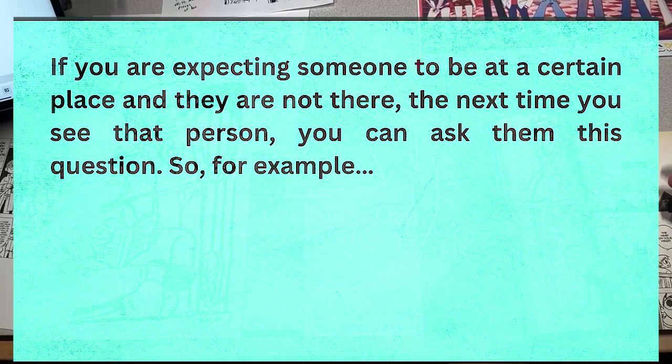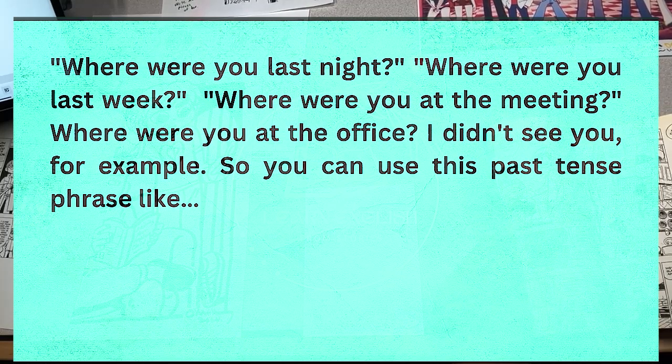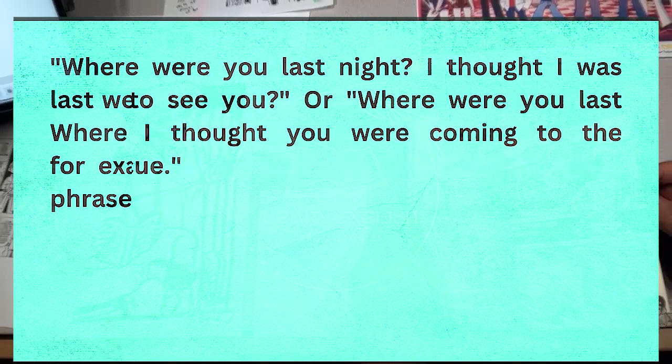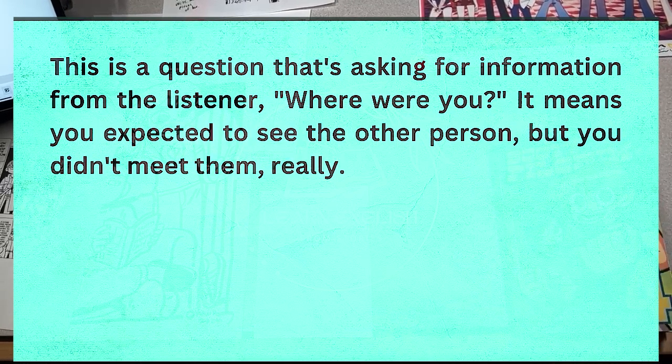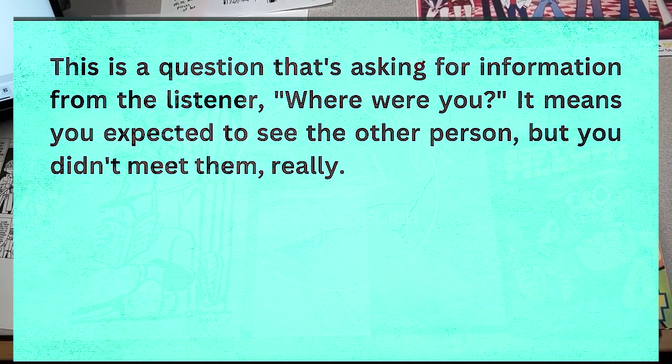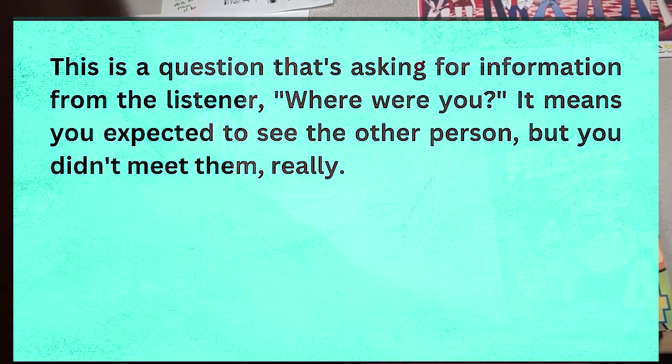So, for example, where were you last night? Where were you last week? Where were you at the meeting? Where were you at the office? I didn't see you, for example. So you can use this past tense phrase like, where were you last night? I thought I was going to see you. Or, where were you last week? I thought you were coming to the barbecue. This is a question that's asking for information from the listener. Where were you?